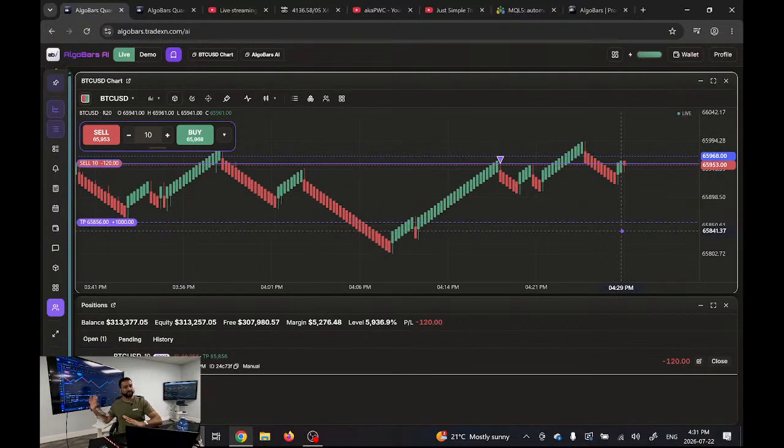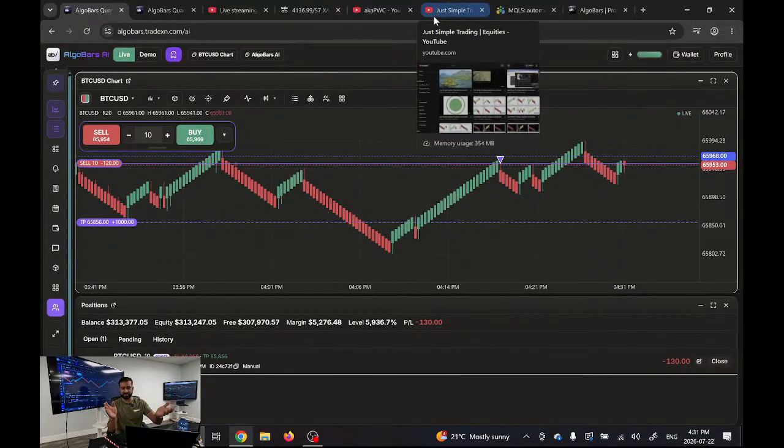This is AlgoBars, the trading platform. You can trade completely for free. If you're doing manual trading, no problem. You can click buy, sell, do your trades free. We don't charge anything, it's free.